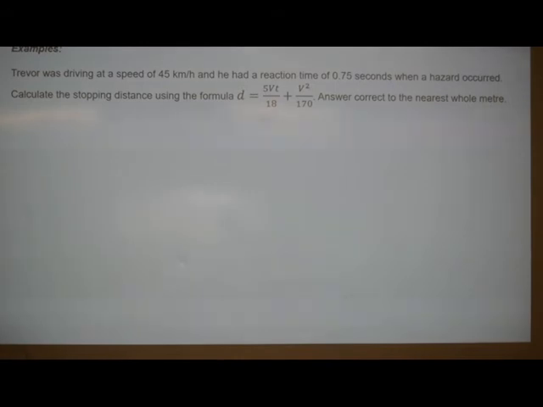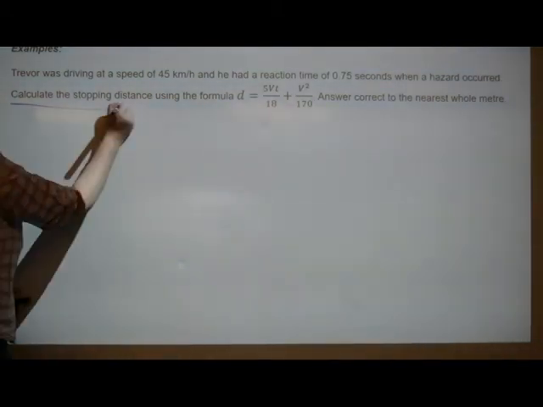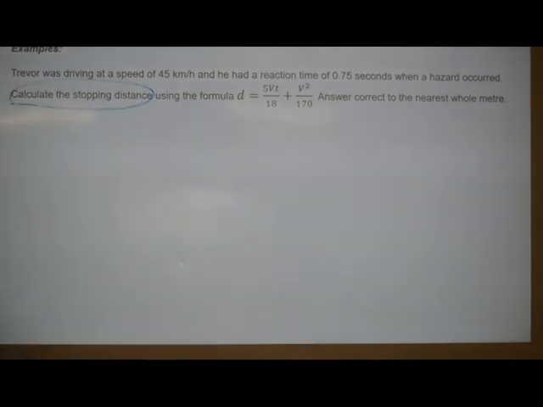Alright, let's see if Trevor can stop in time. He's done it. What's the question asking us? If he's going to stop in time. So what's it actually asking us to do though? Find how many metres it'll take for him to stop. No. Calculate the stopping distance. There's a whole sentence in that question until we've actually found out what it wants us to do. So that's why we've got to make sure we're reading questions carefully. Okay?